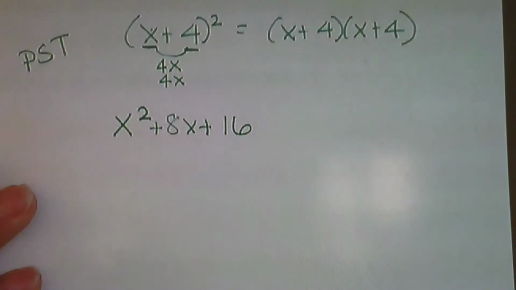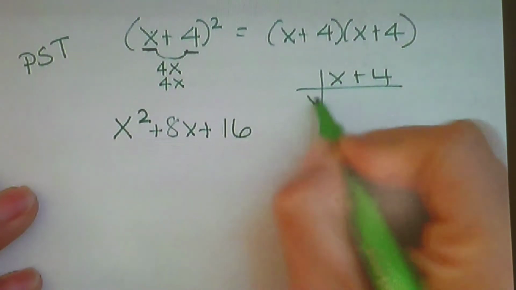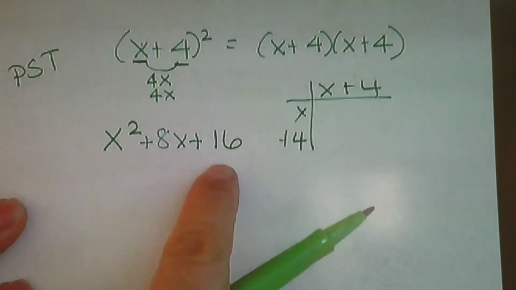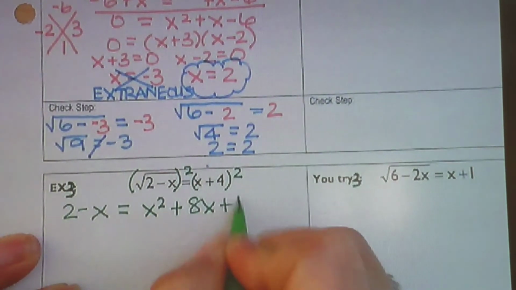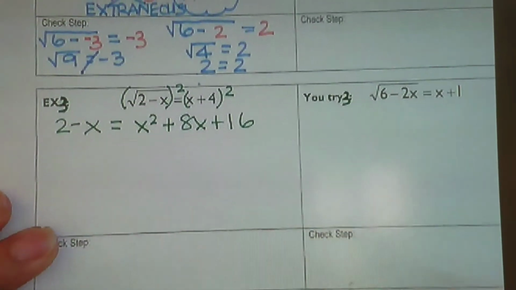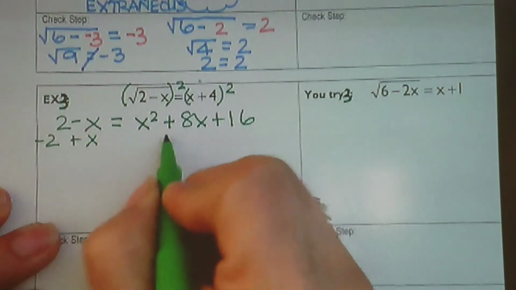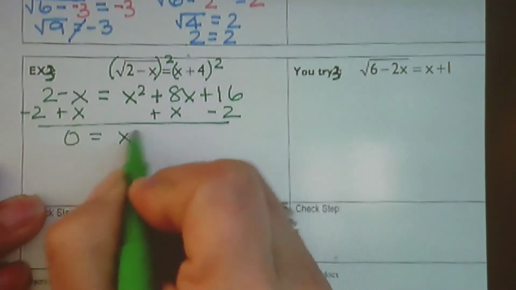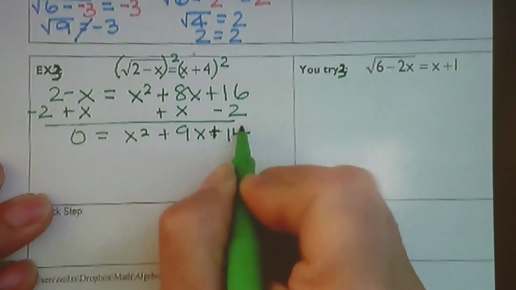Okay? If you don't like the shortcut, then you can use your table method. You can use the distributive property. Okay? But this is what the right-hand side is going to be equal to. Okay? And then we do the rest the same. So we have to get the left side equal to 0 by adding x and subtracting 2. Plus 14. And now you're going to factor.